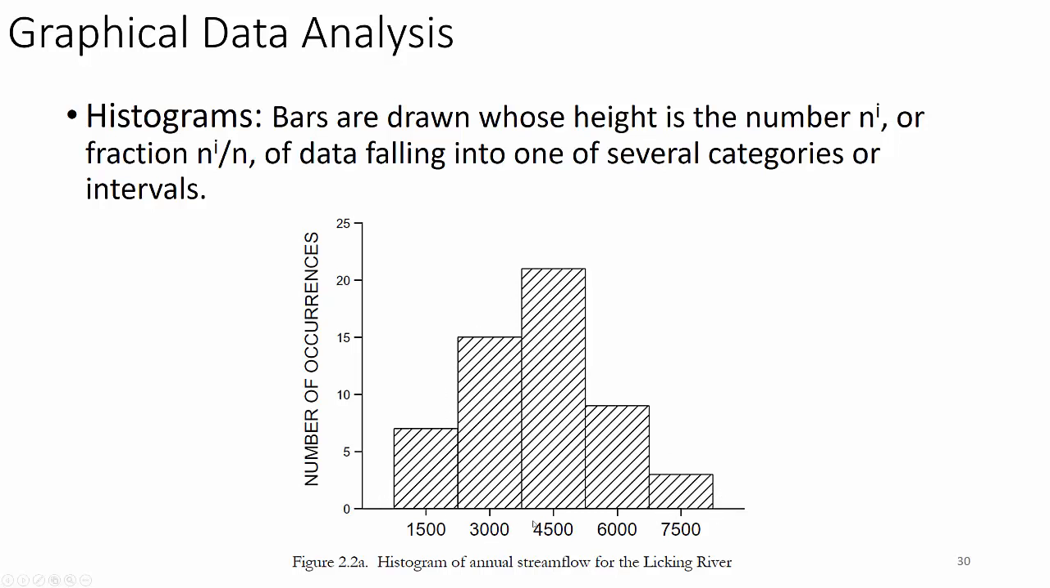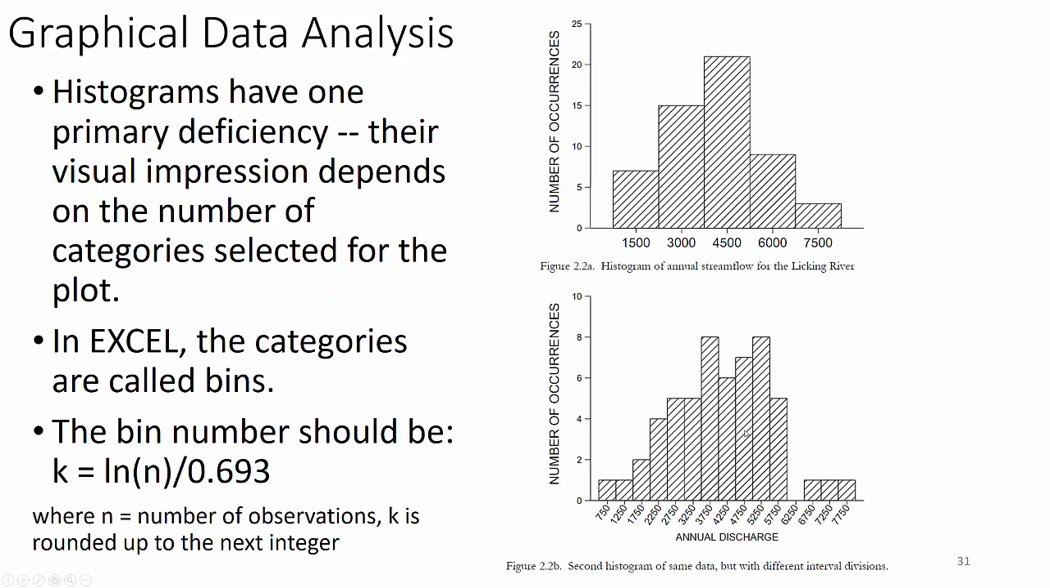Well, that leads to the question, how many bins should you have? Could you just plot all the individual observations? Well, if you do, they're going to be noisy as all get out. That's the reason we summarize them in bins. So they have one primary deficiency. Their visual impression depends on the number of categories you select. Same data, top and bottom, exactly the same data. And look at the difference in how the observations look.